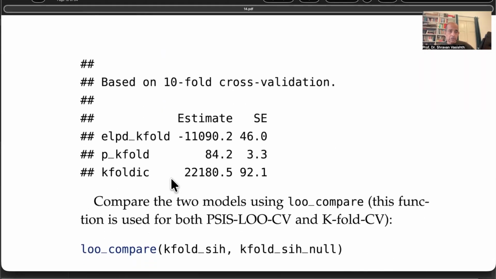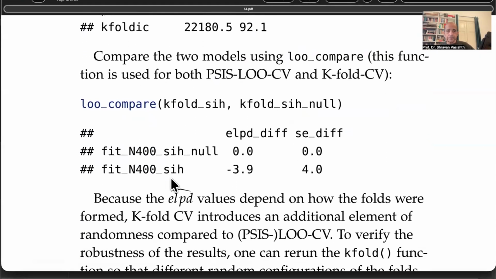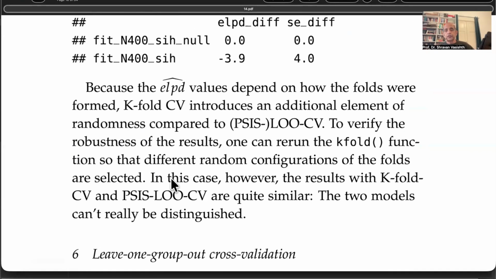Okay. So there are some advantages to using these built-in functions in BRMS for doing k-fold cross-validation, but they will not scale for customized problem solving, customized model comparison, which is usually the norm when you're doing process models, computational models of cognitive processes.